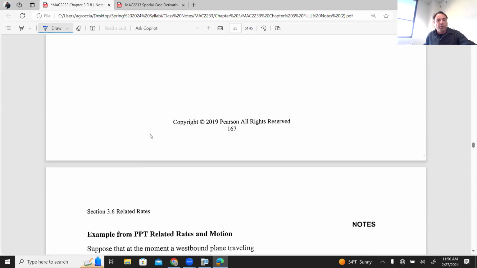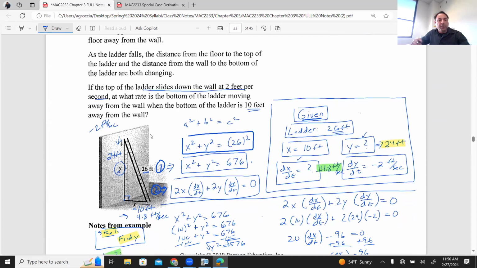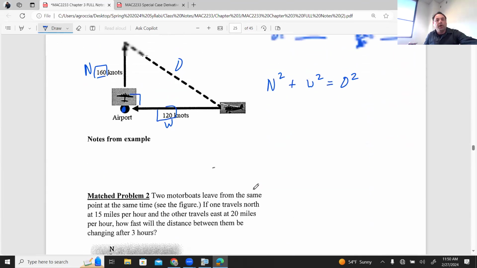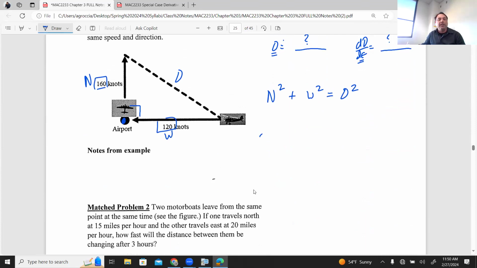Again, let's look back at the old example. We took the derivative of x squared. We had 2x dx over dt, the derivative of y squared, 2y dy over dt, and the derivative of a number is 0. So using that to learn from, what is the derivative of n squared? That's 2n dn over dt, plus the derivative of w squared, 2w dw over dt, equals.